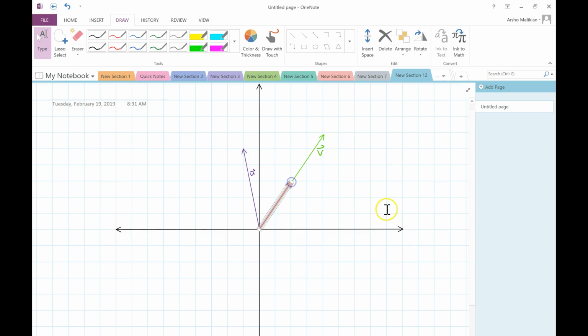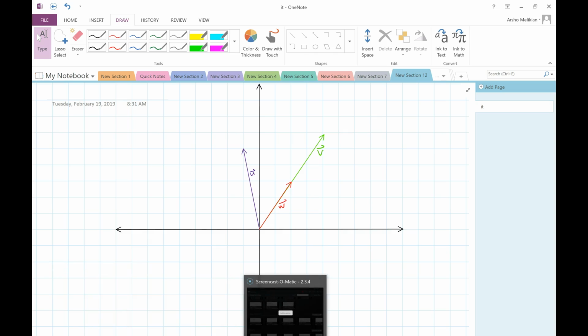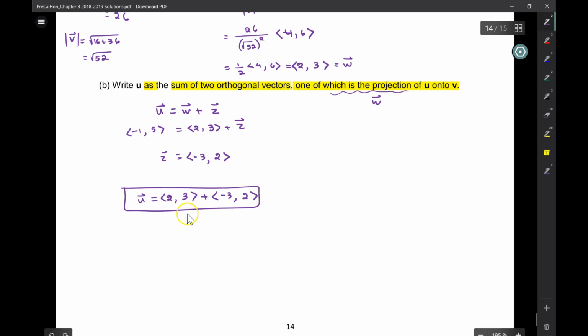No, it is 2, 3. Okay. So we called this W. All right. Then what did we do? Then we said U is equal to W plus Z. All right. Now let me draw that vector Z.